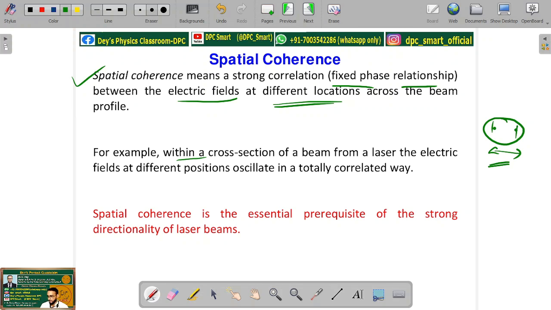Now spatial coherence is the essential condition for the strong directionality of the laser. That means one of the most important properties of laser is the directionality property. So if a question comes like which type of coherence is responsible for the directionality property of laser, the answer would be spatial coherence. And if a question comes like which type of coherence is responsible for the monochromaticity of the laser, the answer would be temporal coherence.